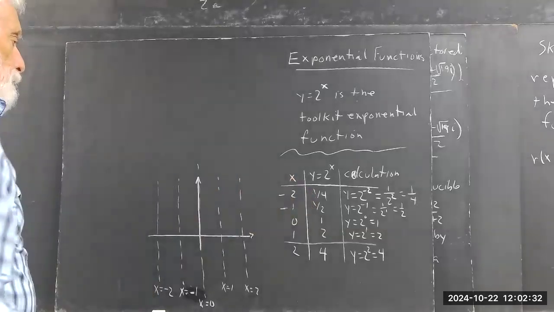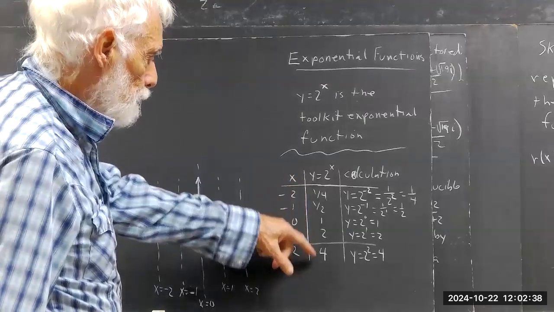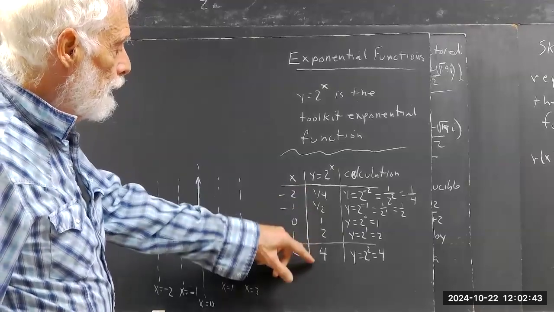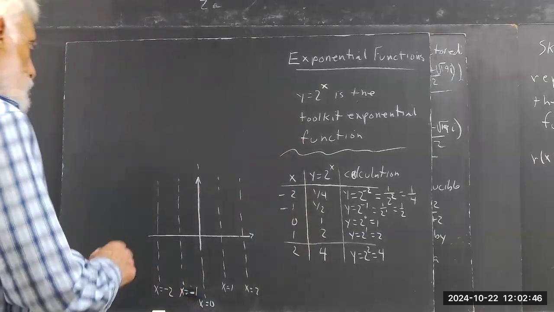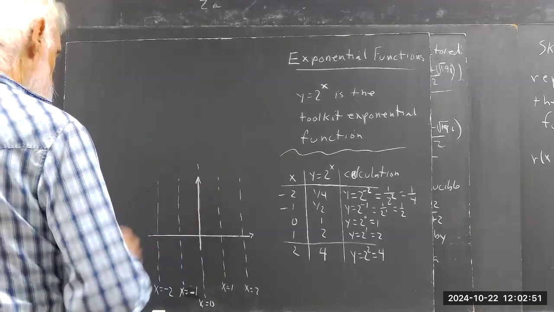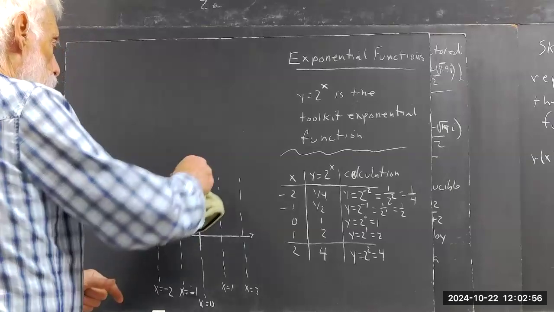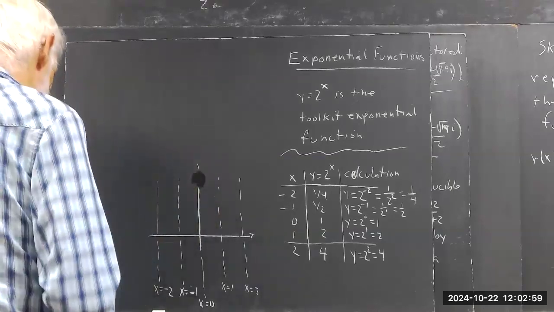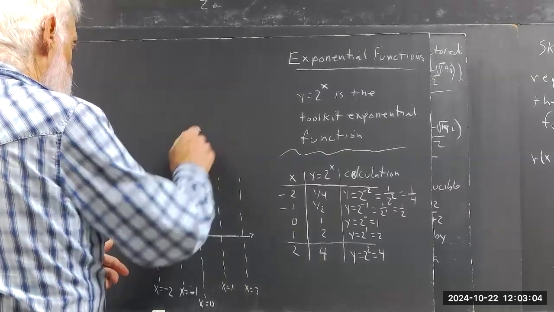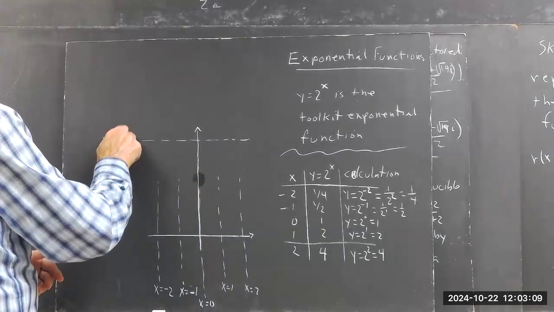Now we want to sketch these points on the graph, and we see that we have y values 1/4, 1/2, 1, 2, and 4. Now, if we start here and go to here and here and here and here, each of these numbers is half of the one before it. So I'm going to extend my y-axis a little. Then I'm going to put the y equals 4 line here.